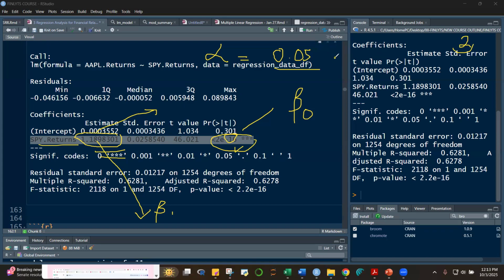So that means 0 point, and you'll have 15 zeros and then 2. So that's 0.000, 15 zeros and then 2. That's practically equal to 0. So we say that the p-value is practically 0 and it's less than 0.05, our level of significance alpha.